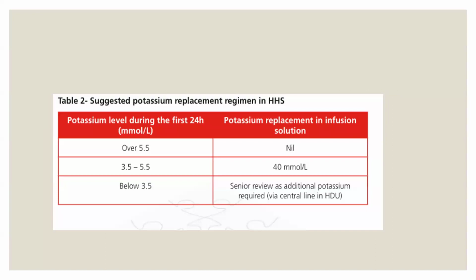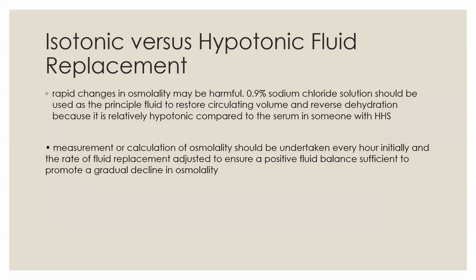A suggested potassium replacement regimen: if potassium is more than 5.5, then no potassium replacement is needed. If potassium is between 3.5 and 5.5, then 40 mmol per liter. If it is below 3.5, then senior review is needed as additional potassium is required, or we can replace it via a central line in ICU.